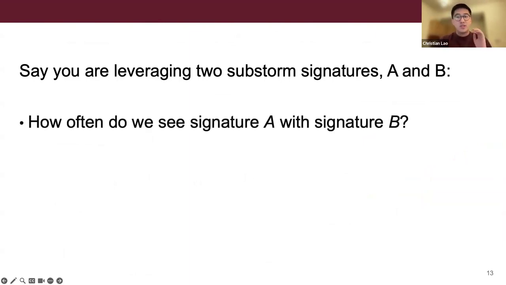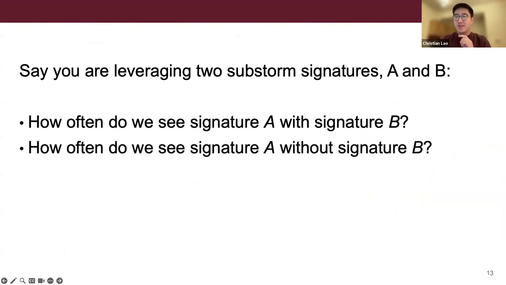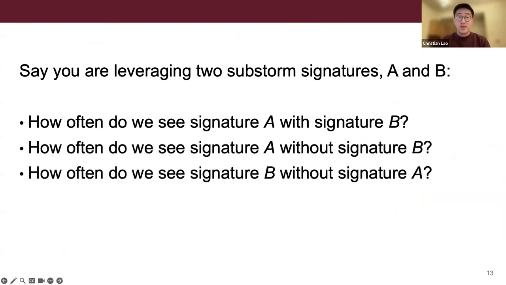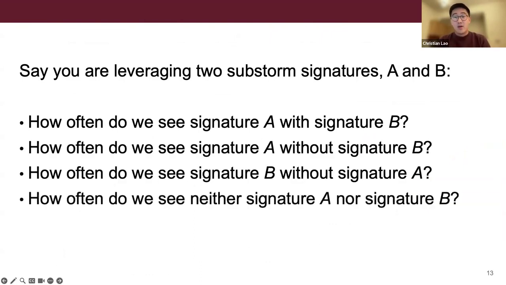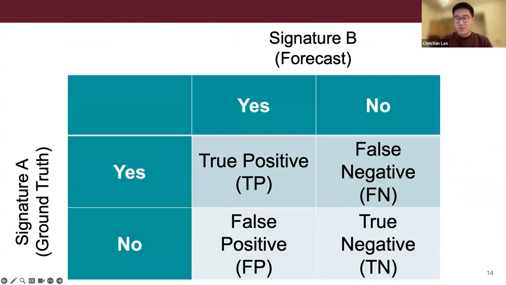How often do you see signature A with signature B? How often do you see signature A without signature B? How often do we see signature B without signature A? And how often do we see neither signature A nor signature B? And these are just answers to the elements of a contingency table, a confusion matrix for those of you who do model evaluation.